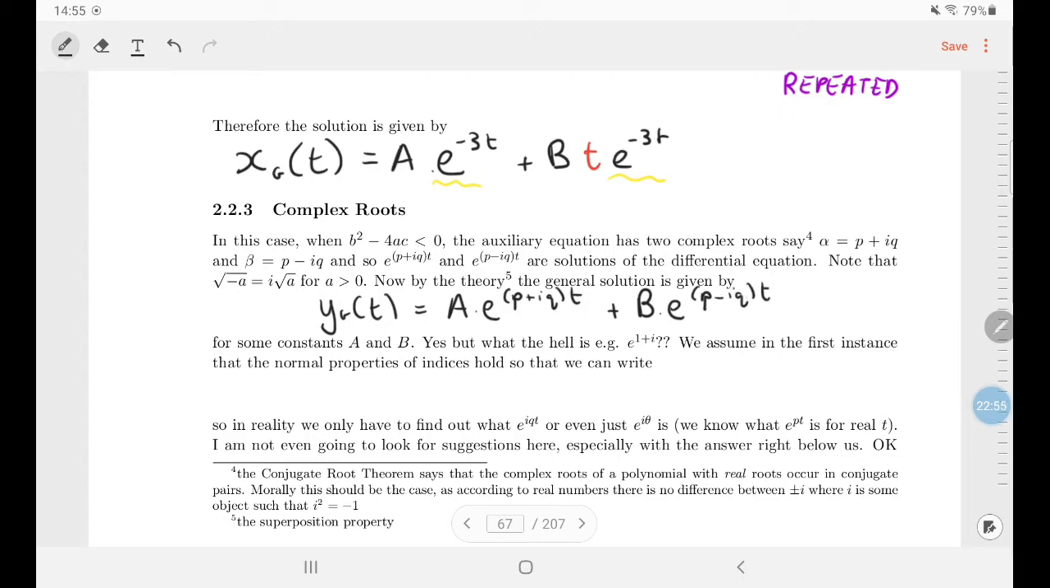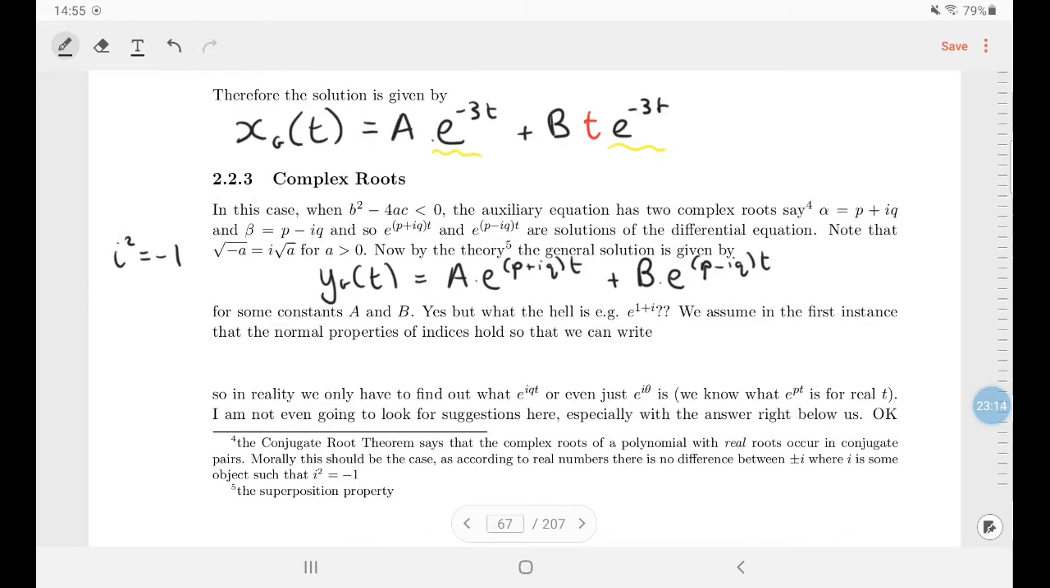Now the problem with this is, what the hell is that i, where i squared is equal to minus 1, this imaginary number? It's like, oh, I have a door closer and I'm getting complex numbers. What? So the first thing is to deal with the (p plus iq)t. We're going to assume that the normal properties of indices hold.